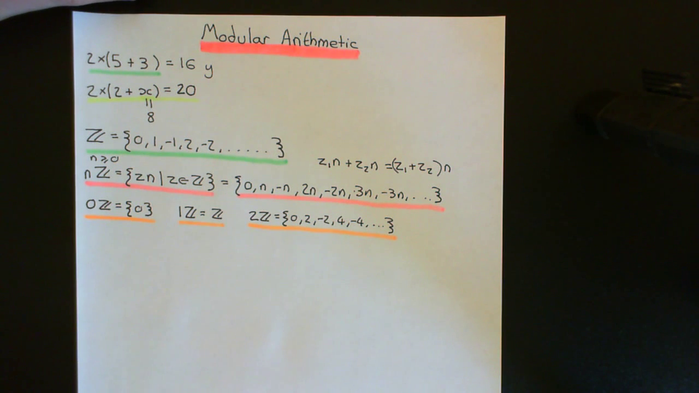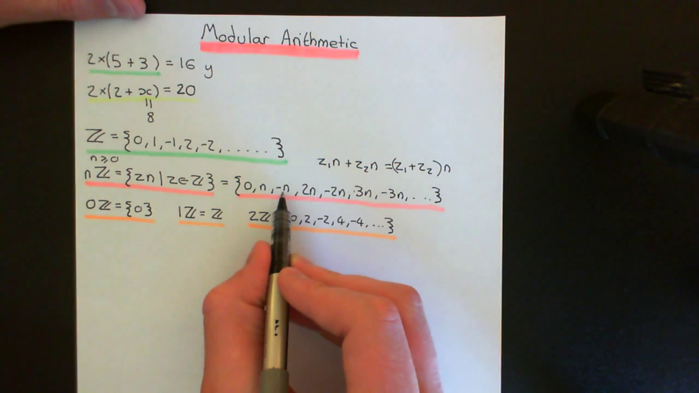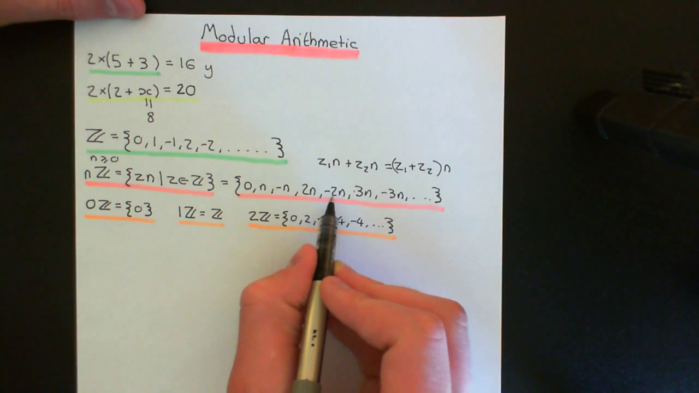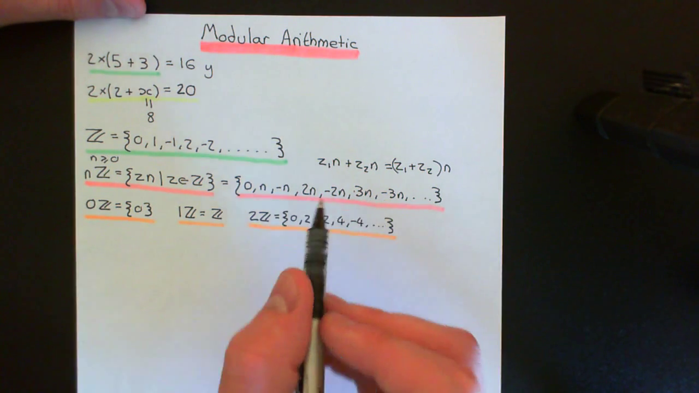And then additive inverses. Why would it contain additive inverses? Well, look at this. We've got n and negative n, 2n and negative 2n, 3n and negative 3n.